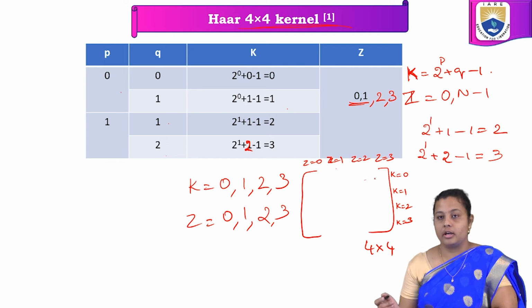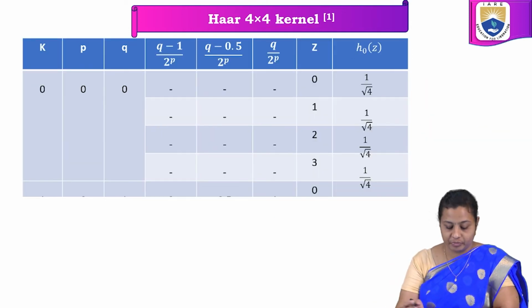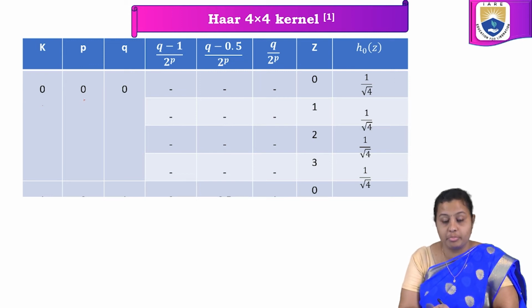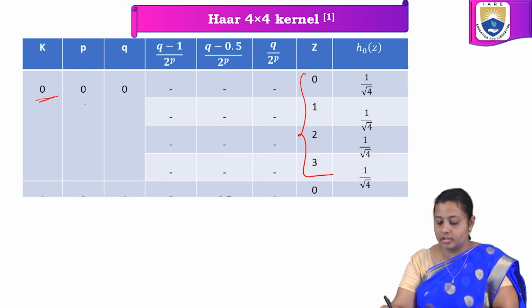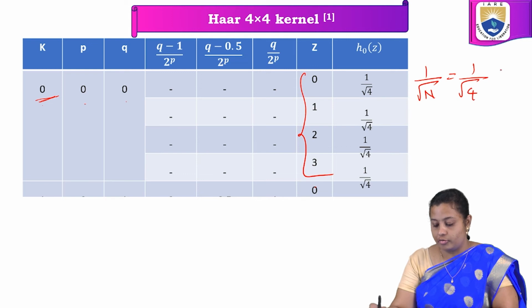Now we have to calculate the coefficients. So let's do it in the form of a table. Now, when K is equal to 0, we get it from P equal to 0 and Q equal to 0. So here when K is equal to 0, irrespective of the value of the Z values, we will consider the coefficient as 1 by square root of n, which is given by 1 by square root of 4.